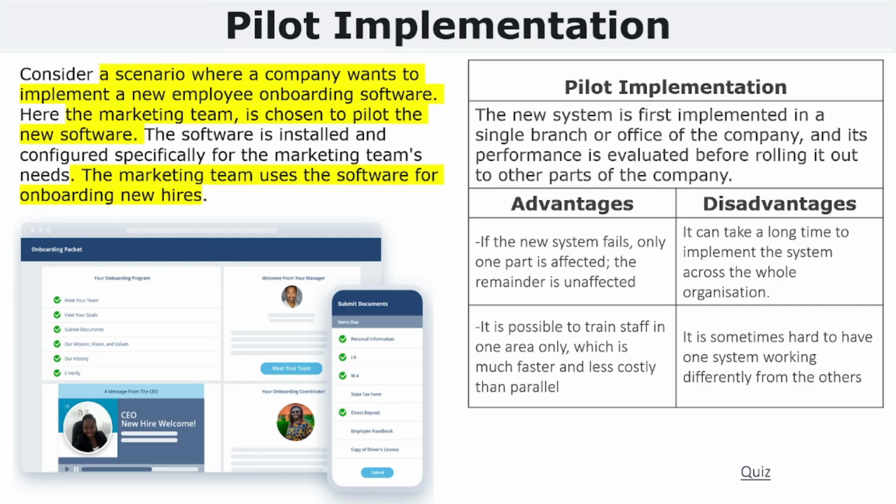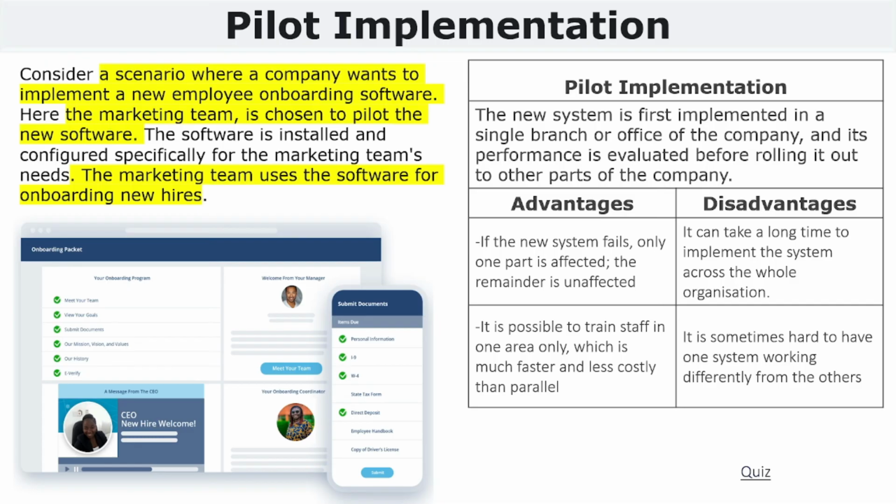Because if we are dealing with the marketing department, for example, it's just the marketing people that need to be trained for that period of time. Okay? And they will get to use it and train other people. And then the disadvantage is that it is sometimes hard to have one system working differently from the other systems.